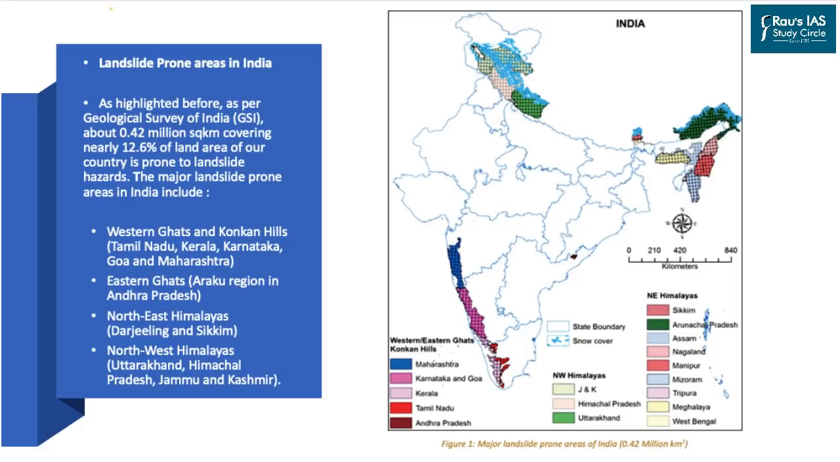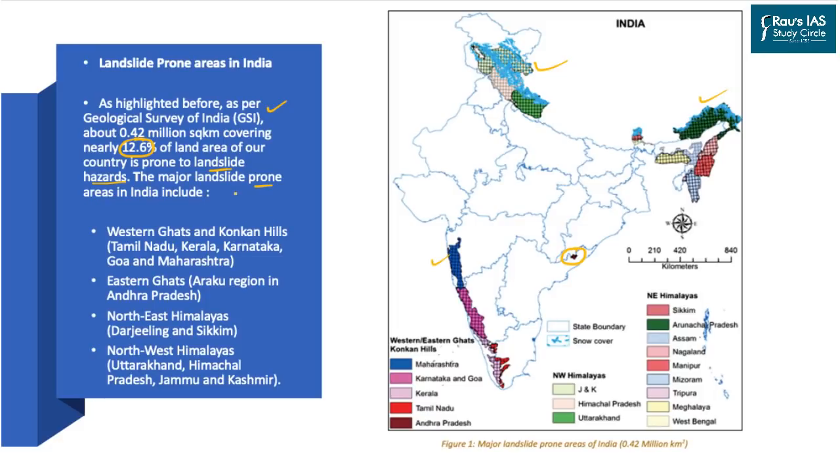The areas subjected to landslides in India include your Himalayan region, your northeastern region and Western Ghats. Some of the areas, in very small proportion, are also found in the Eastern Ghats. Well, as per the Geological Survey of India, about 12.6% of the land area in India is prone to landslide. However, it is not the fact that this 12.6% will always face the issue of landslide.